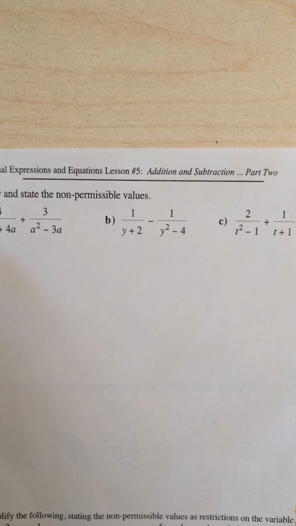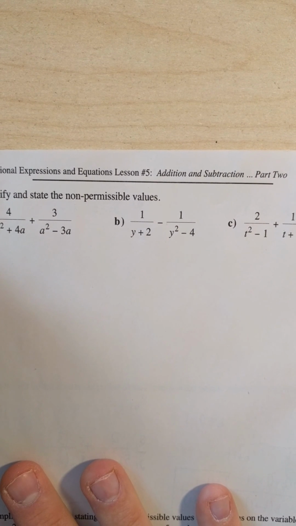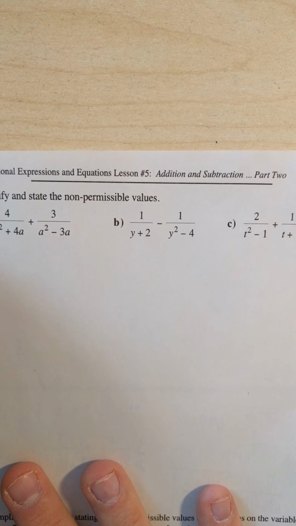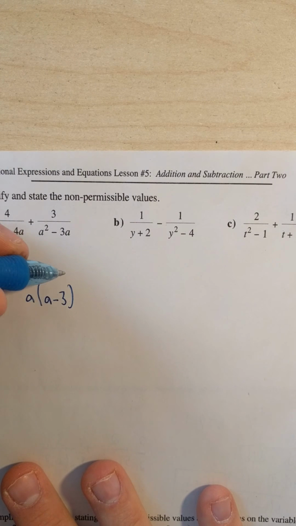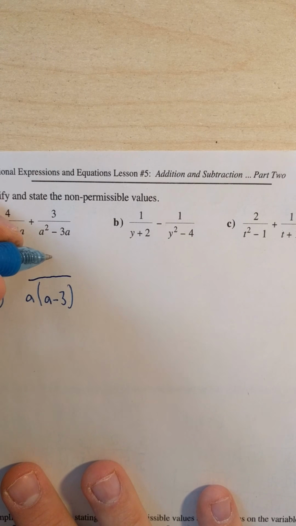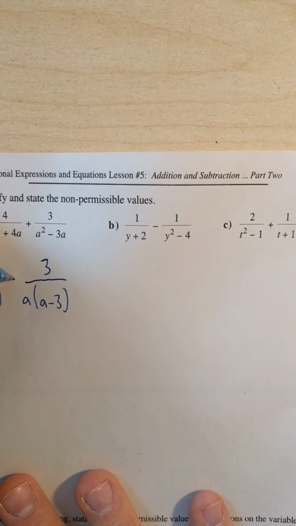Before we can do that, we look to see if we can factor the bottom. So the fraction on the left here, we can factor out an a, so it becomes a bracket a plus 4, close the bracket. The top will remain the same as 4. The fraction on the right, we can factor out an a as well, and then we have an a minus 3. The top stays the same, and we're adding.